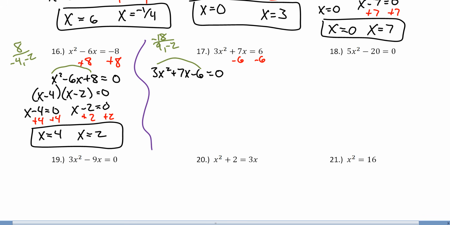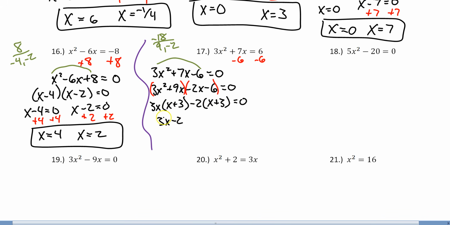I can't use my shortcut for factoring on this one because there's a 3 out front, so my a value is not a 1. So I'm going to just split up the middle term and factor by grouping. So 3x squared plus 9x minus 2x minus 6 equals 0. And now I factor by grouping. Group the first two, group the second two. Out of that first group I can factor out a 3x, leaves me with an x plus 3. Out of the second group I can factor out a negative 2, leaves me with an x plus 3. And now my two factors are the 3x minus 2 and the x plus 3. Okay, it's what I got on the outside with what I got on the inside.